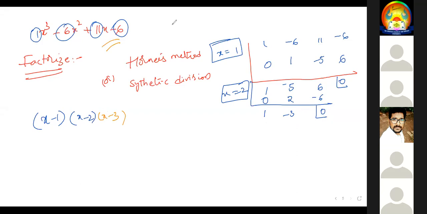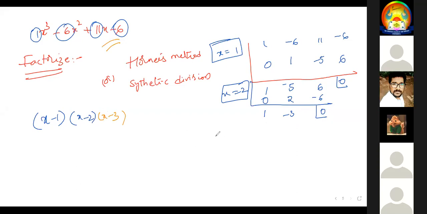If you want, I'll teach one more method. Yes, sir. Let me prepare the question. Just give me a minute. What is the name of that method, sir? Look, write this: Horner's method.